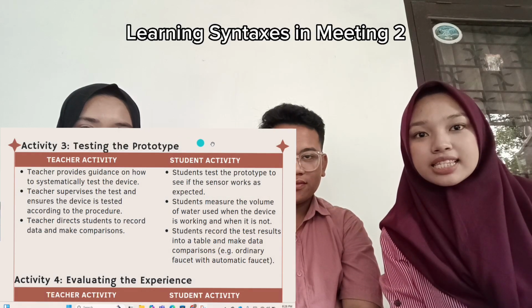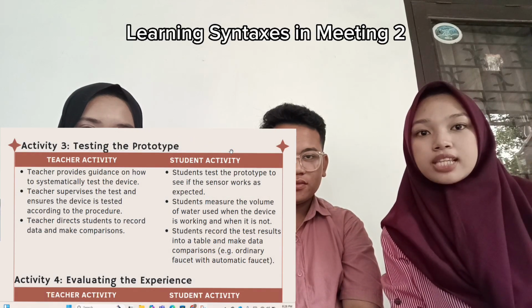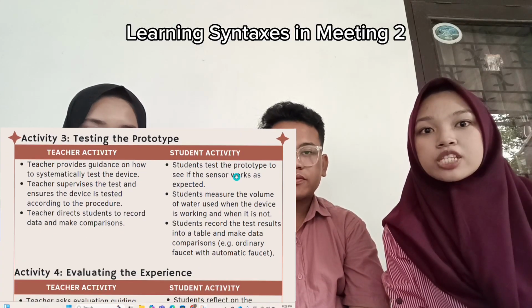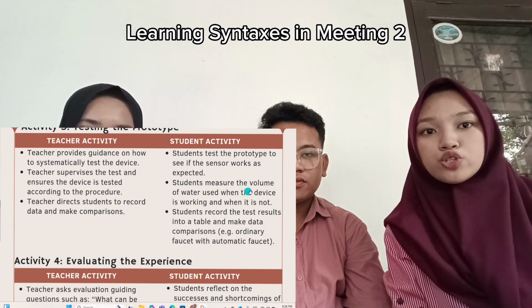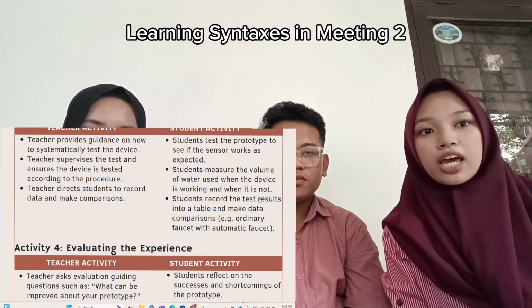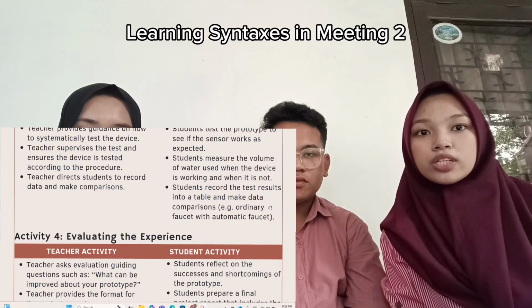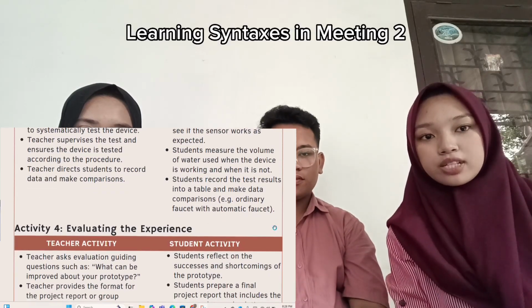Activity 3 is testing the prototype. Here, students test the prototype to see if the sensor works as expected. Students measure the volume of water used when the device is working and when it is not. And students record the test results in a table and make a data comparison.